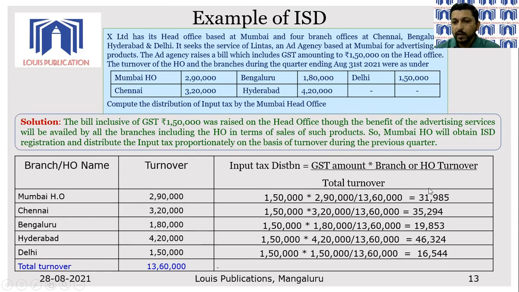Now, interestingly, if we add up all these numbers, so Mumbai head office will retain input tax of 31,985. Chennai branch office will be allocated its share of input tax of 35,294. Bengaluru 19,853, Hyderabad 46,324, and Delhi 16,544. When you add up all these numbers, it will come to 1,50,000. This is the GST amount, the input tax which is allocated to all, retained as well as allocated to all its branches at Chennai, Bengaluru, Hyderabad, and Delhi.